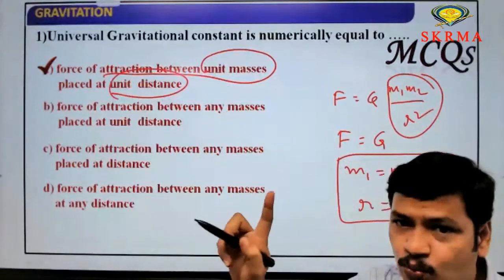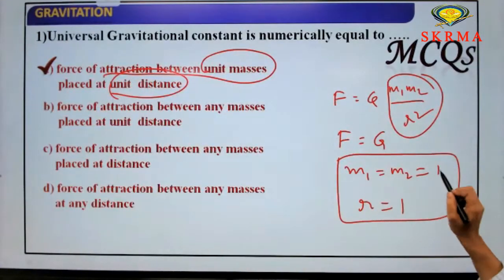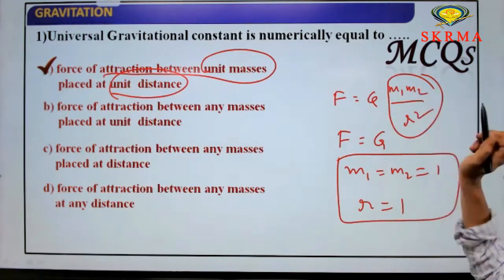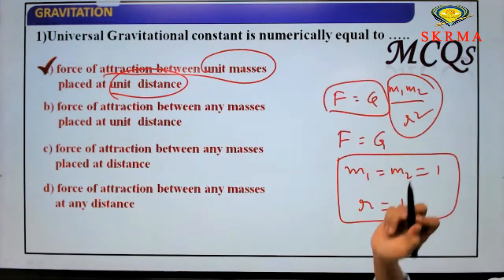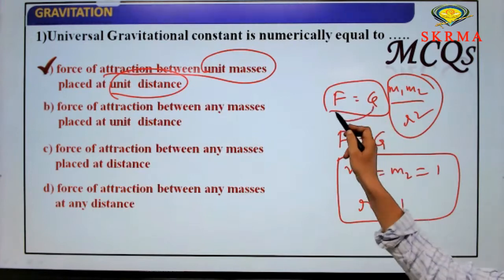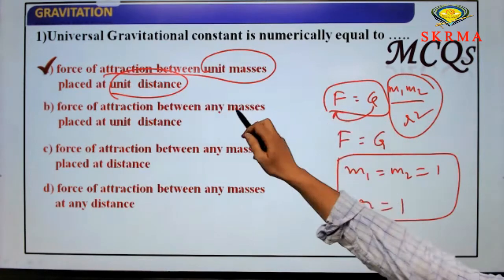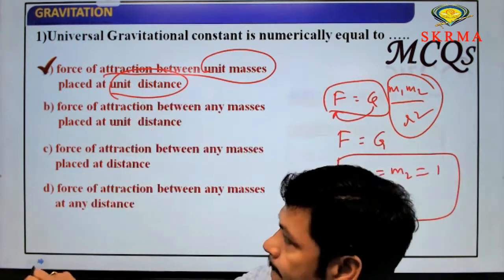Unit is nothing but here 1. That's why here m1 equals to m2 equals to 1 as well as r equals to 1. In such a case, F equals to G. We define gravitational constant in this fashion. That's why the correct option is option 1.